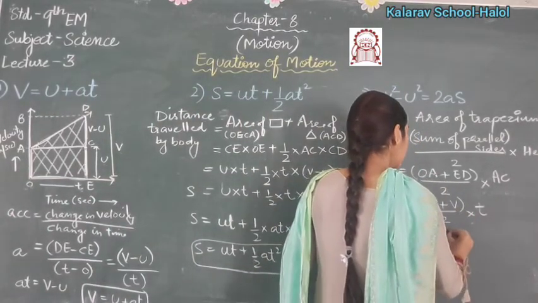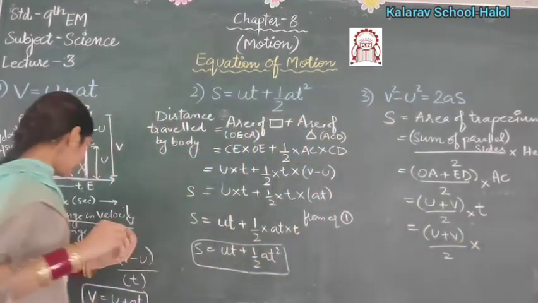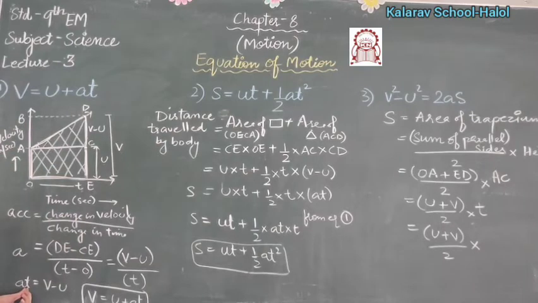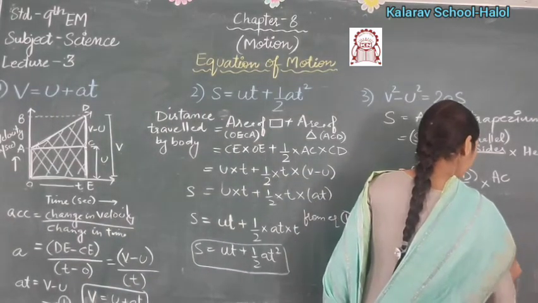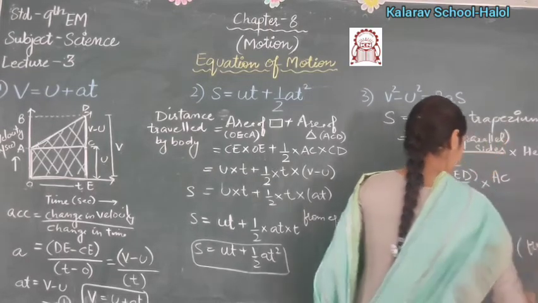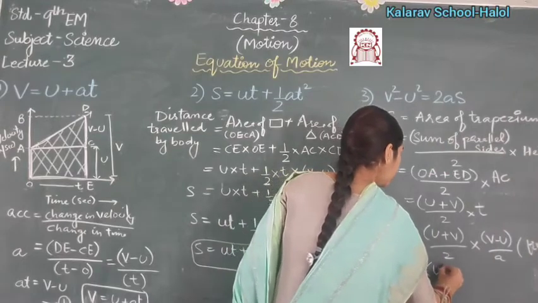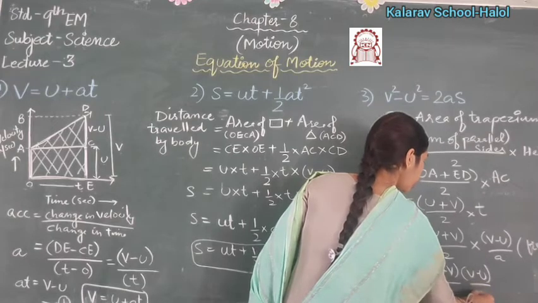So from equation number 1, we can calculate T. So what is T here? T is V minus U upon A. So you can write equation number 1 here: T is V minus U over A. It comes out from equation 1. So it is U plus V upon 2 or V minus U upon A.